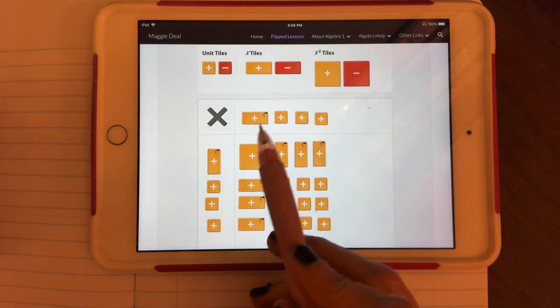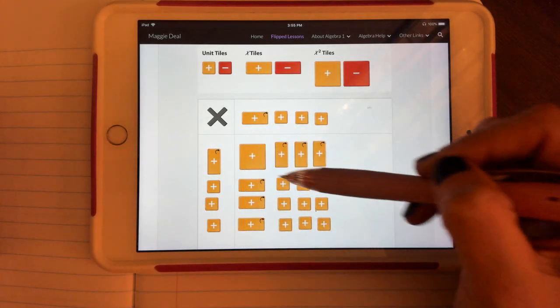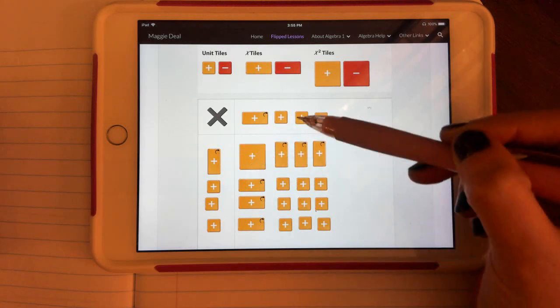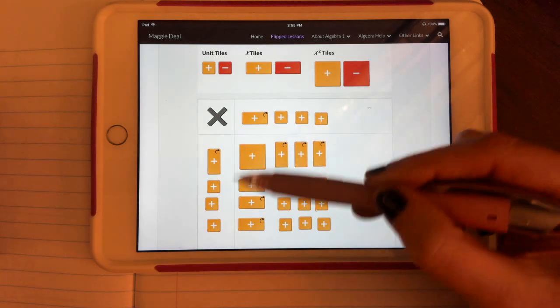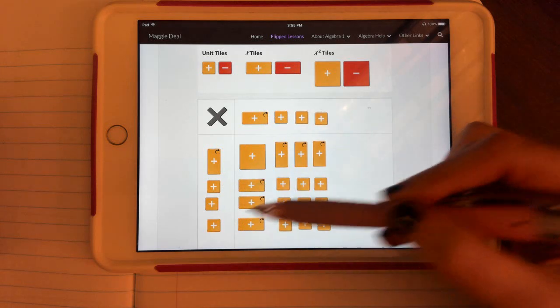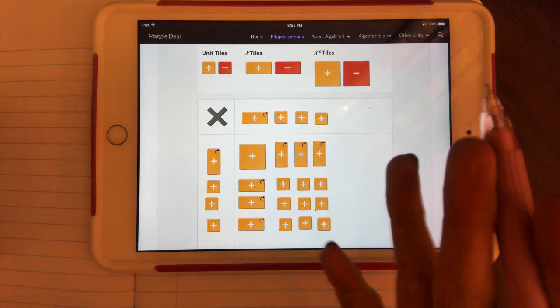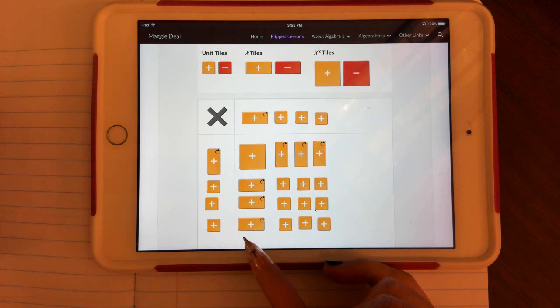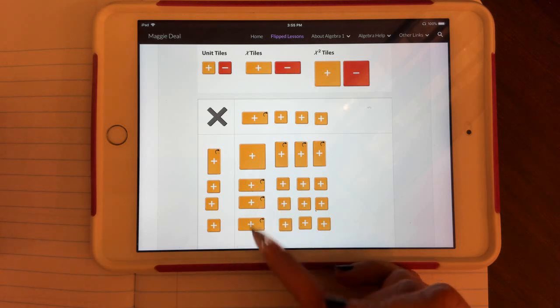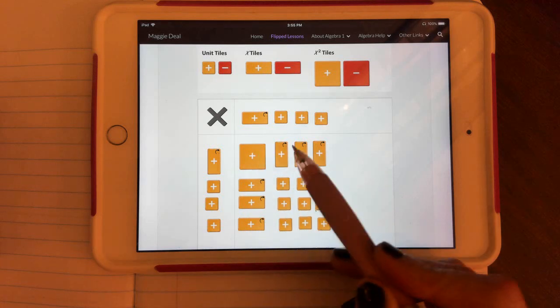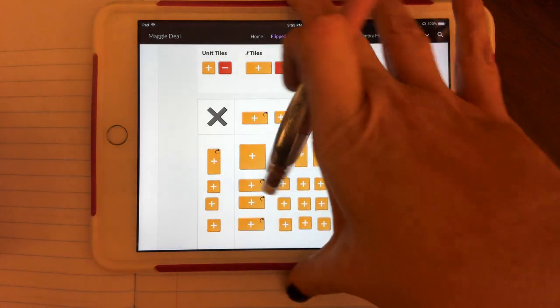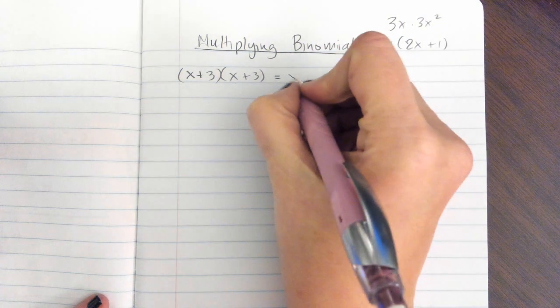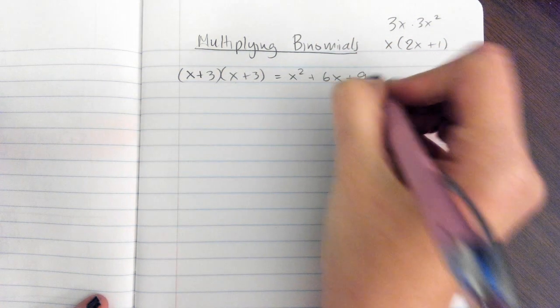We know that it's right because if we draw an imaginary box in it, x times x is x squared, 3 times x is 3x, x times 3 is 3x, and 3 times 3 is 9. Now all we do to find our answer is count up what we have down there. I have an x squared. I have 1, 2, 3, 4, 5, 6 x's. It doesn't matter whether they're sitting sideways or on their feet, it's still an x. So I have x squared plus 6x plus 9. So the solution to this is x squared plus 6x plus 9.